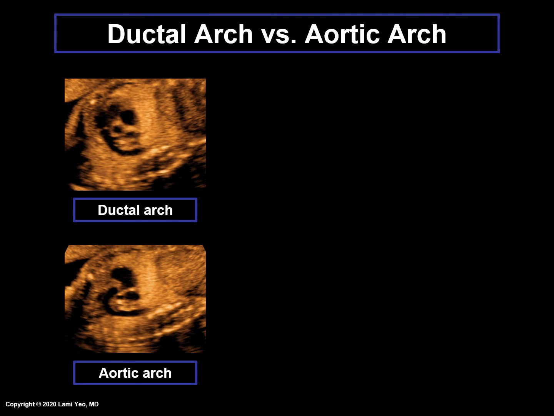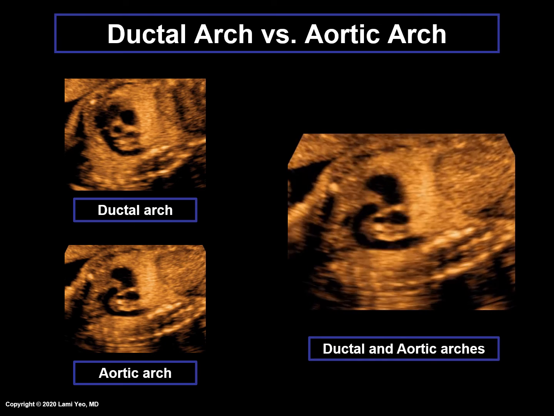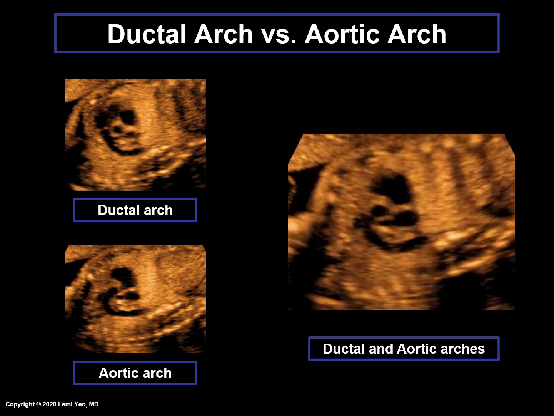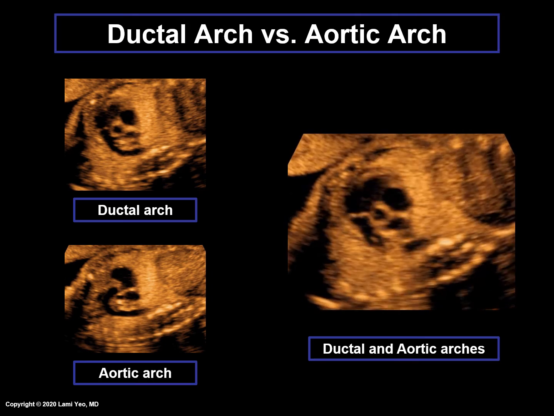Remember that both ductal and aortic arches are located very close to each other. However, notice their different appearances. The ductal arch has a hockey stick appearance with a wide curvature, while the aortic arch has a candy cane appearance due to its acute circular curvature. Therefore, when examining the fetal heart in the sagittal planes, it is important to distinguish between the ductal and aortic arches, as shown in the video clip.